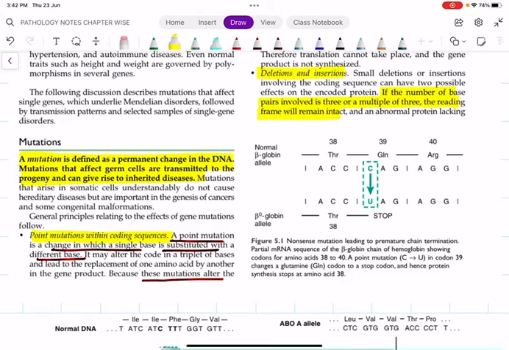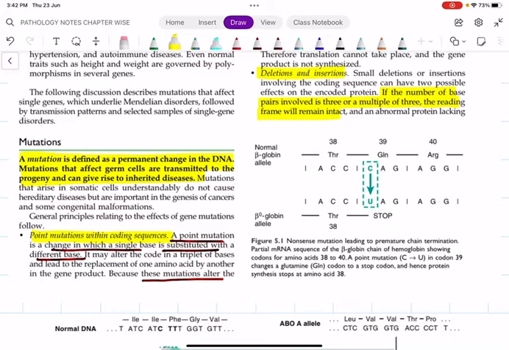Today we are going to see mutations. Remember, mutations are nothing else but some permanent change in the DNA. They may affect the germ cell, and they give rise to inherited diseases. Remember, gene mutations can be classified into number 1, point mutations which occur within coding sequences.